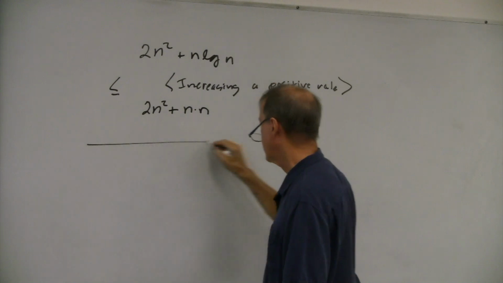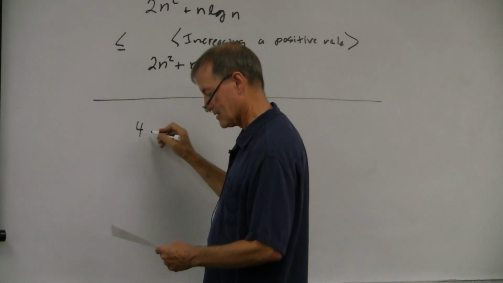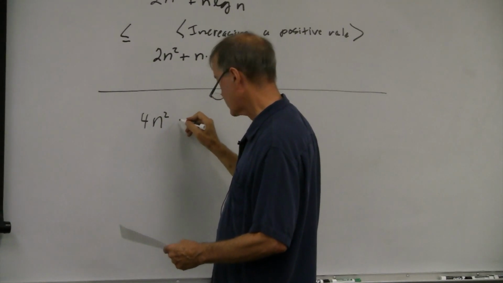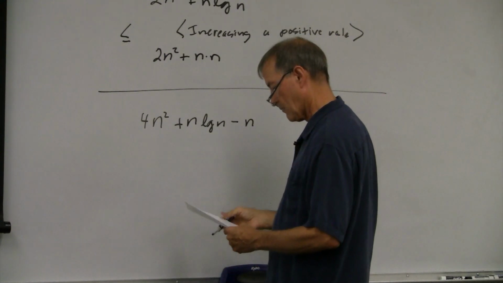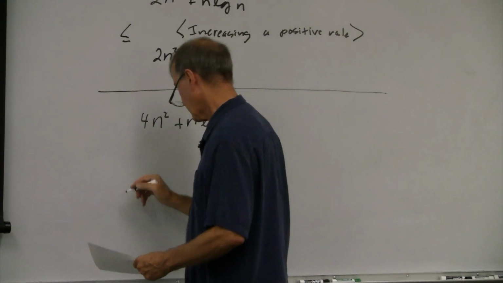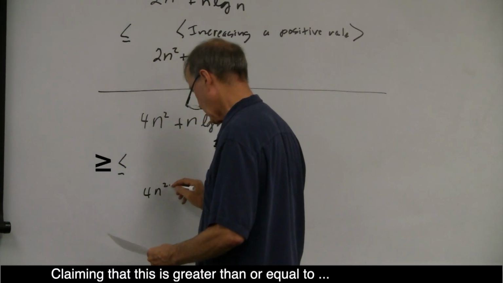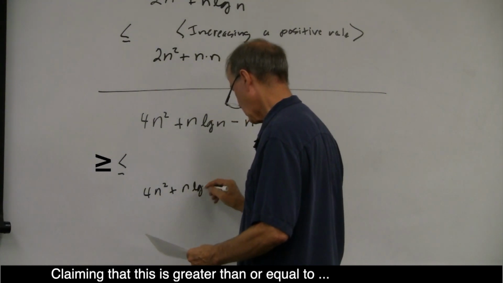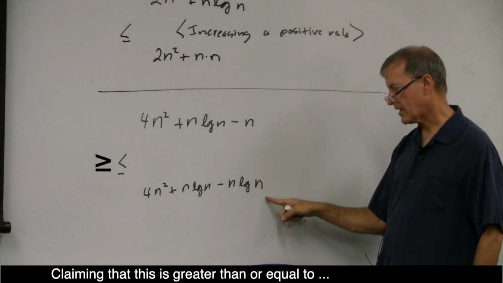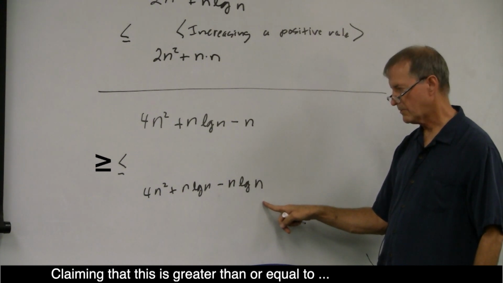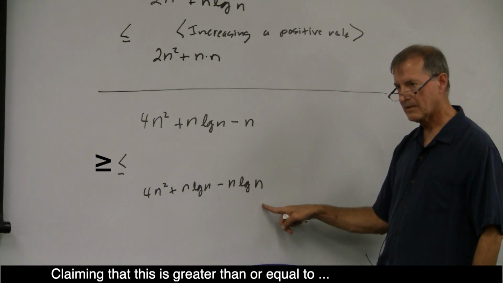Now how about this one? This was an interesting one. Somebody did this: 4n squared plus n log n minus n. And we're claiming that this is less than or equal to 4n squared plus n log n minus n log n. No, the log of n has to be what? It has to be greater. So when is the log n greater than 1? Greater than or equal to e.